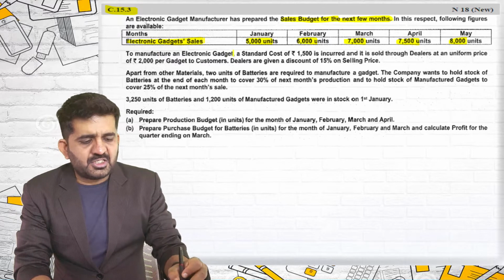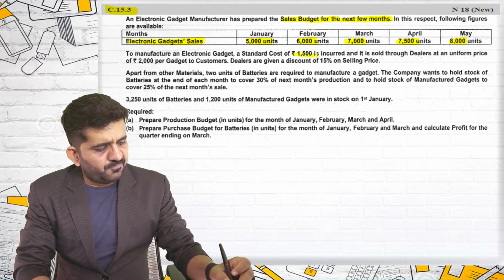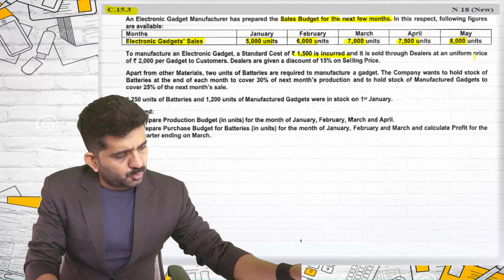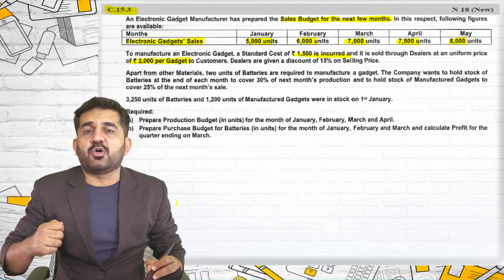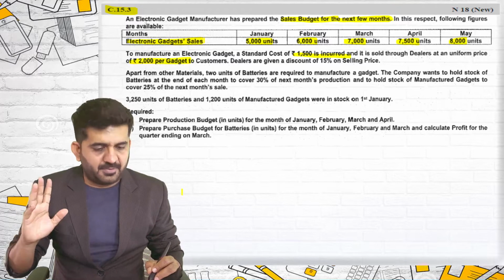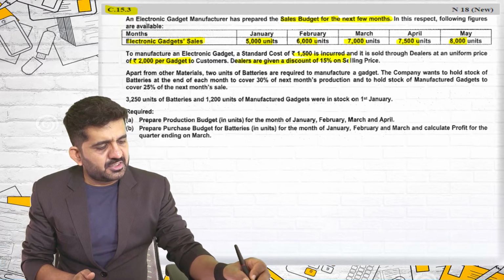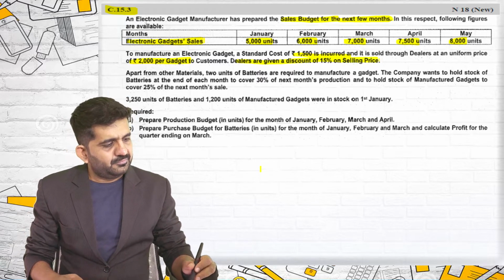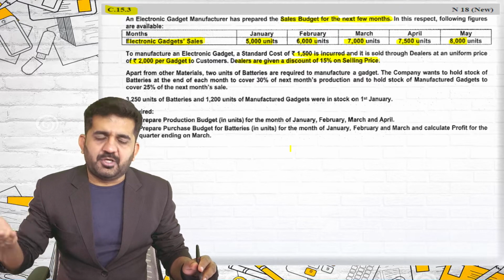To manufacture an electronic gadget, a standard cost of 1,500 is incurred and it is sold through dealers at a uniform price of 2,000. So what is the cost of manufacturing this gadget? 1,500. And what is its selling price? 2,000. Dealers are given a discount of 15% on selling price. So your selling price will be reduced by 15%.